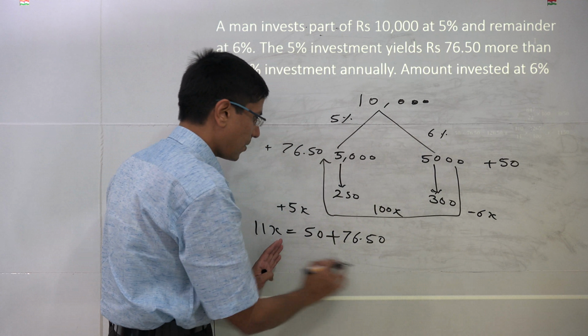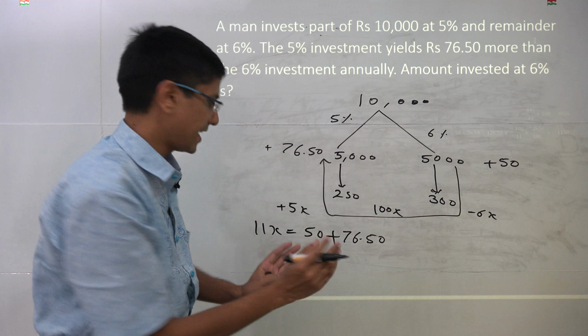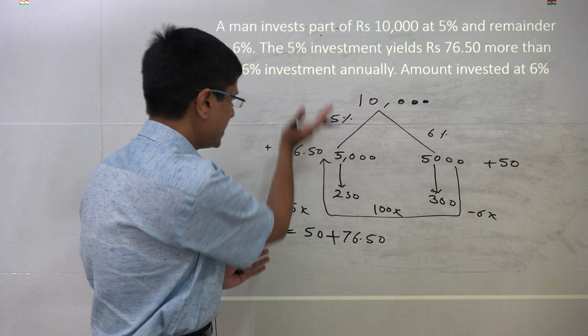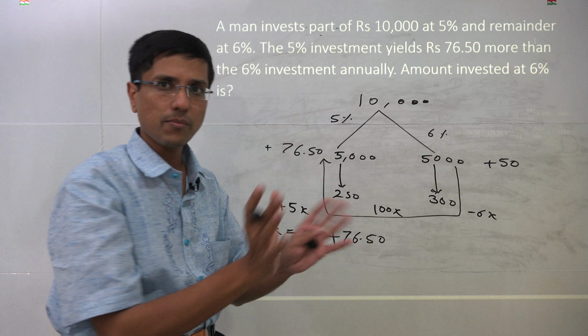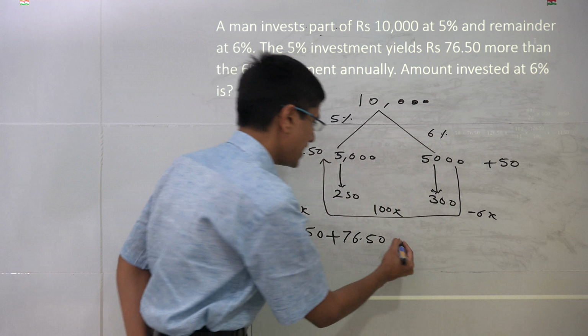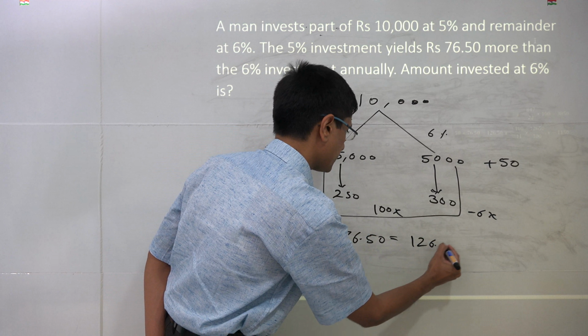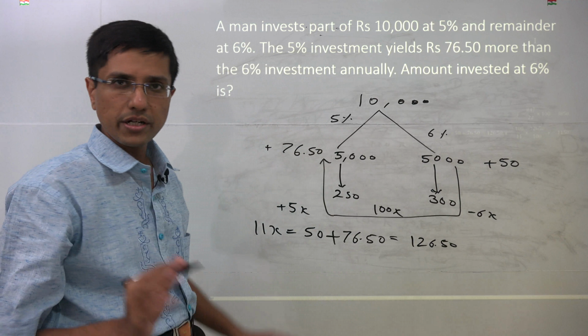So this is the amount of difference I need to create. 50 decreased on that side, 76 increased on that side. That's the amount of difference I have to create. This total comes out to be 112, this comes to 126.50. This is what it comes out to be.